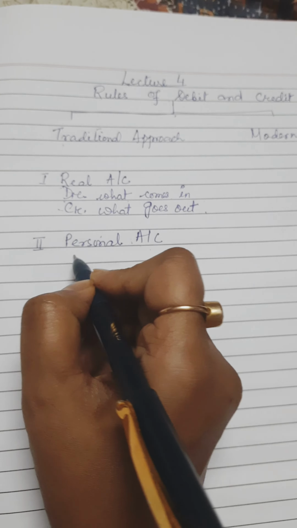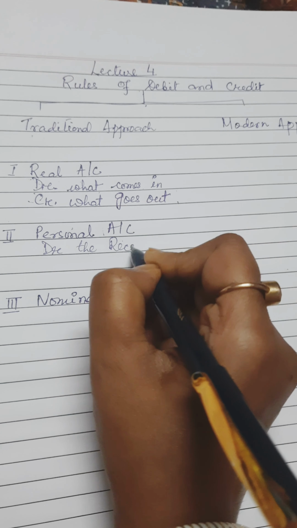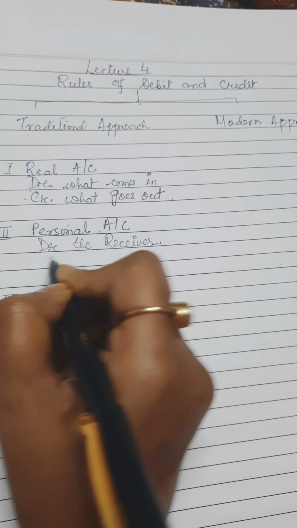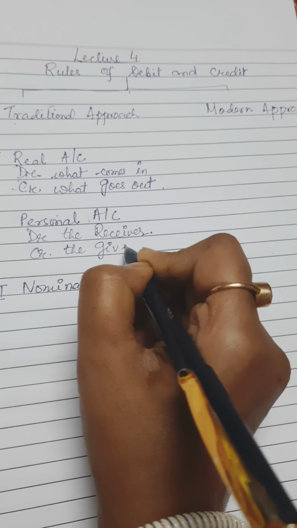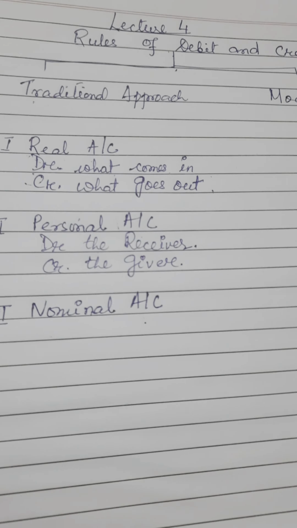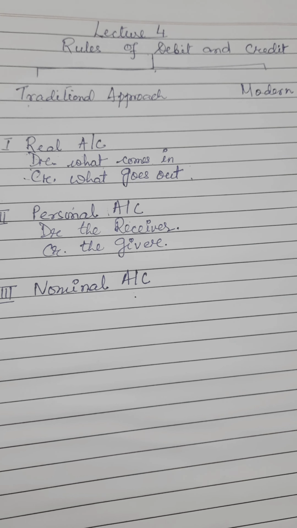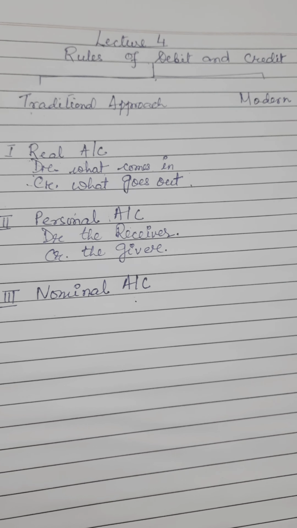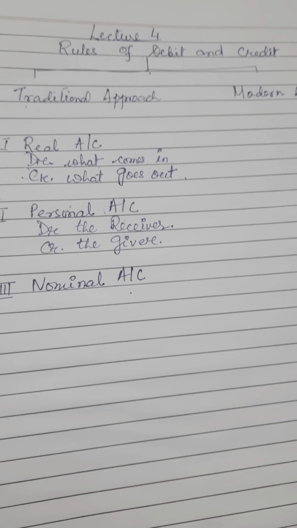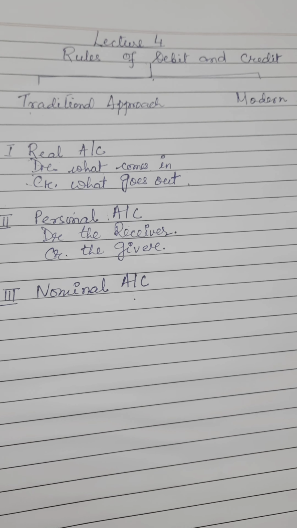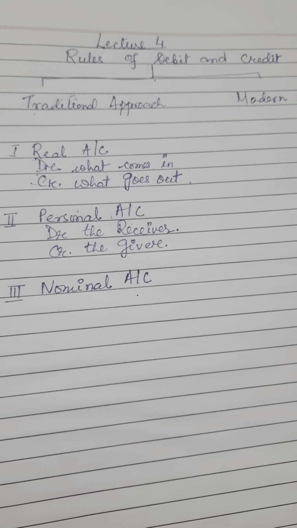Coming to personal account, debit the receiver, and credit the giver. Suppose you have sold goods to Mohan, so who is the receiver? Mohan is the receiver, so we will debit Mohan account. But if Mohan has paid cash, then Mohan account will be credited, okay. So any person who receives will be debited, any person who pays will be credited.